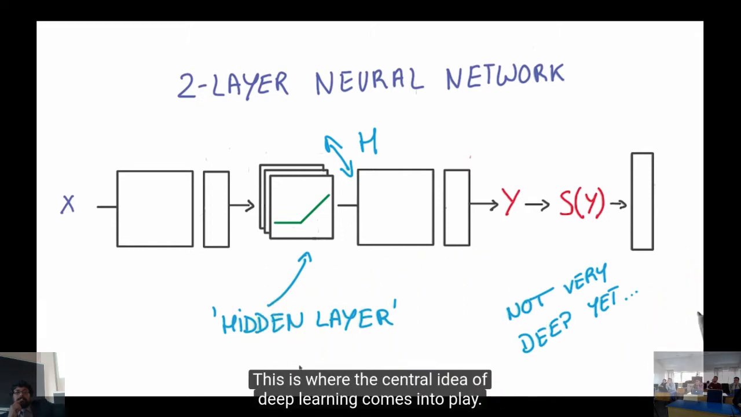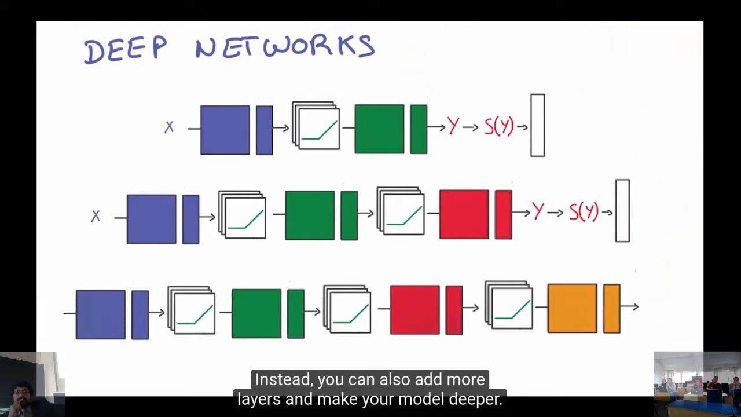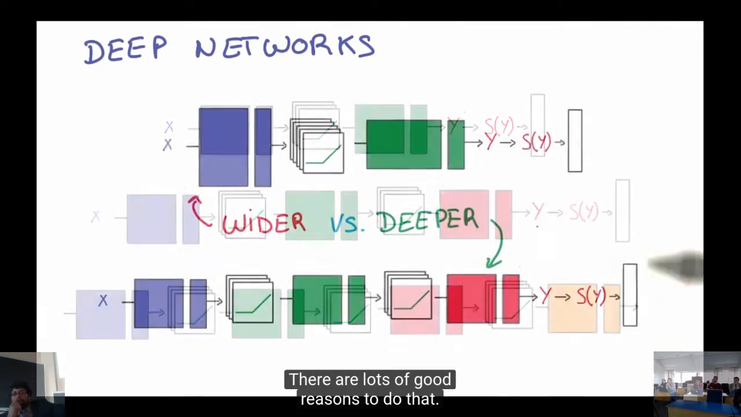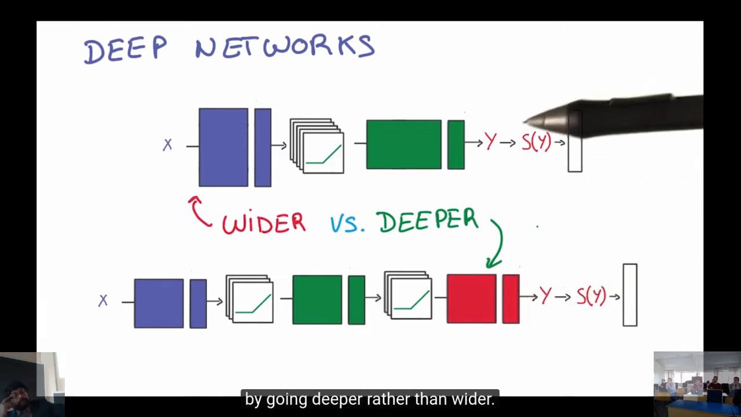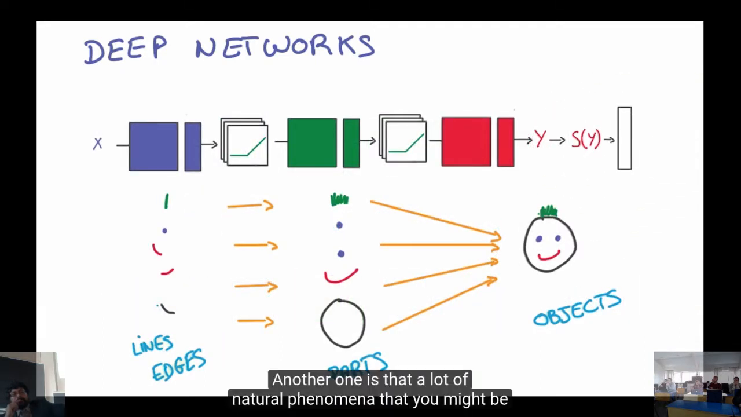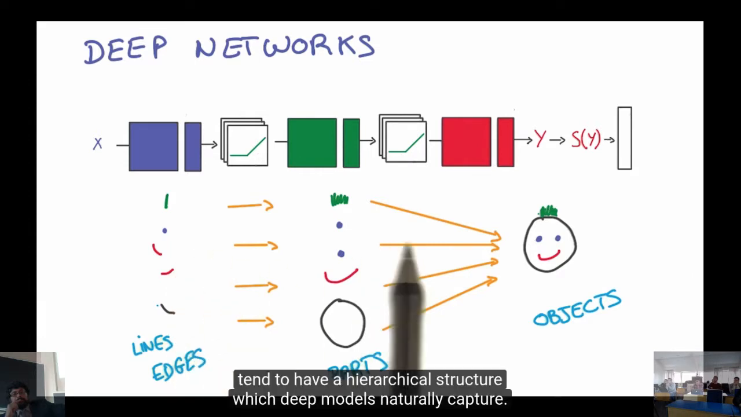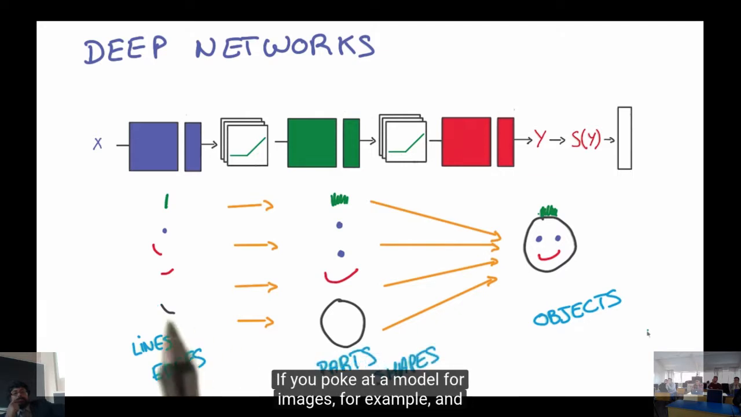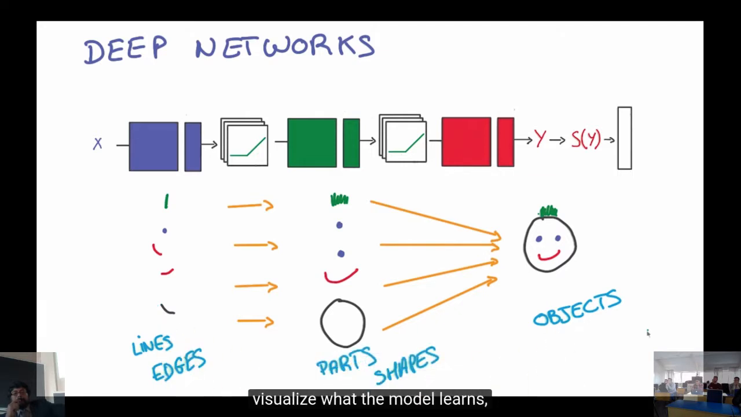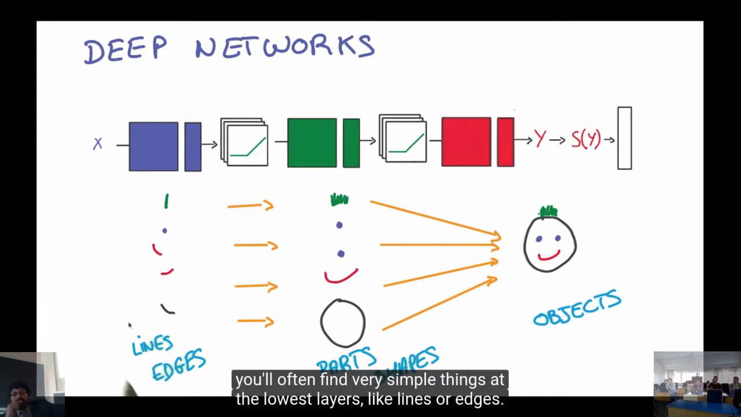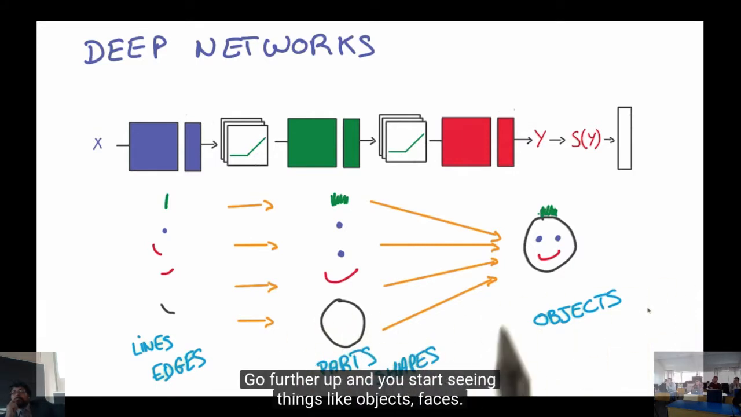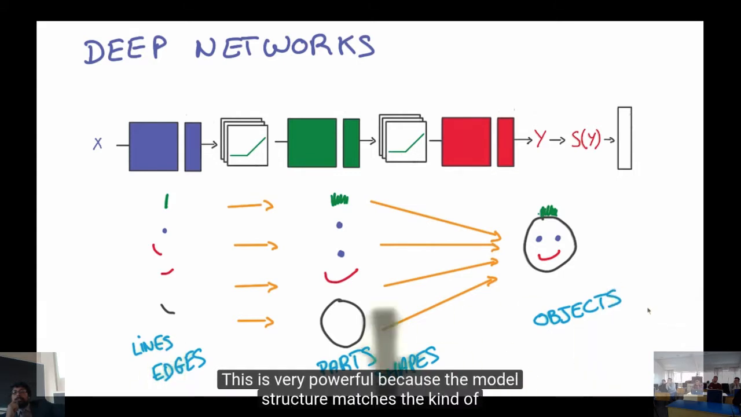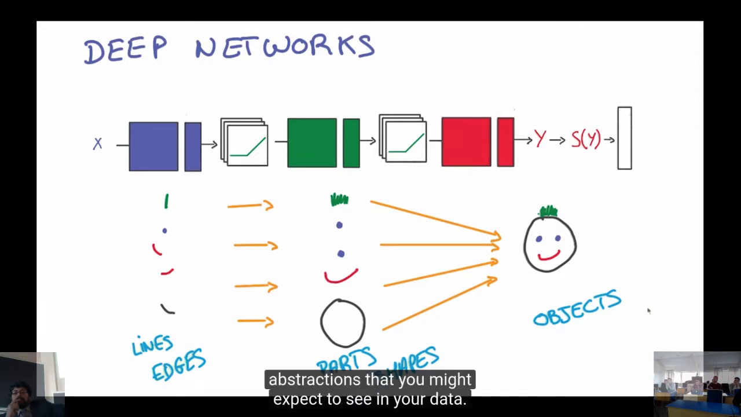This is where the central idea of deep learning comes into play. Instead, you can also add more layers and make your model deeper. There are lots of good reasons to do that. One is parameter efficiency. You can typically get much more performance with fewer parameters by going deeper rather than wider. Another one is that a lot of natural phenomena that you might be interested in tend to have a hierarchical structure, which deep models naturally capture. If you look at a model for images, for example, and visualize what the model learns, you'll often find very simple things at the lowest layers, like lines or edges. Once you move up, you tend to see more complicated things like geometric shapes. Go further up, and you start seeing things like objects, faces. This is very powerful because the model structure matches the kind of abstractions that you might expect to see in your data. And as a result, the model has an easier time learning them.